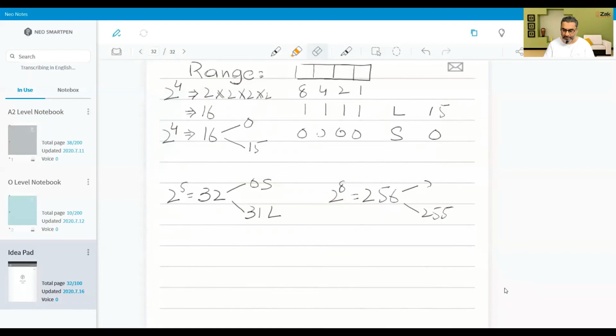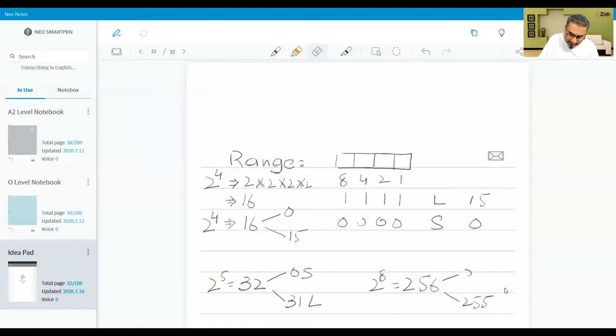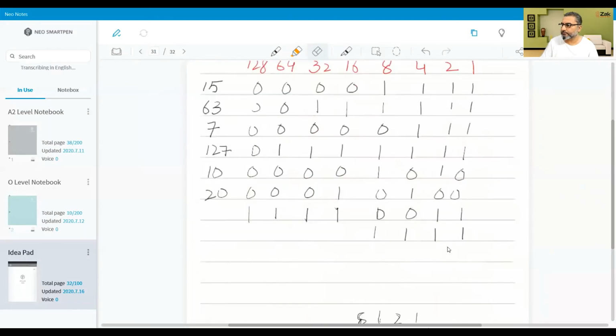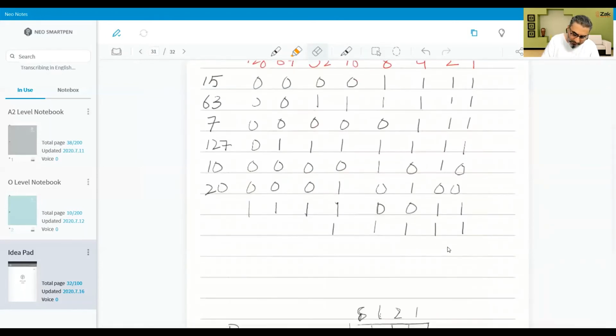What if we put all ones in all 8 bits? Let's get back to our question. 1, 1, 1, 1, 1, 1, 1, and 1. So it means that this is 255.